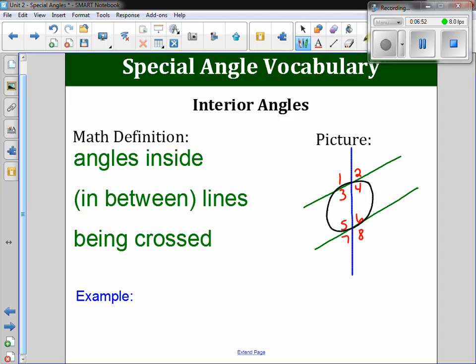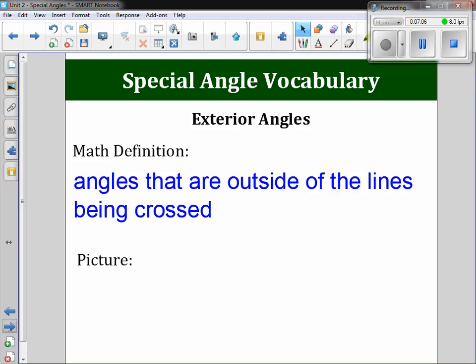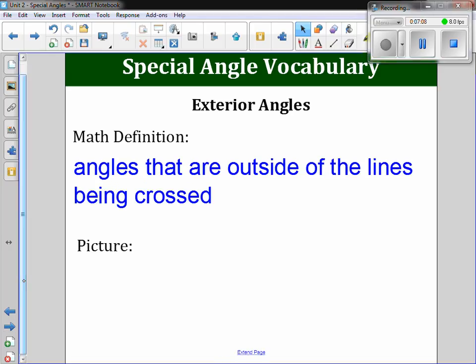These are my interior angles. Angle 3, angle 4, angle 5, and angle 6 are in between my two lines. On the opposite side, we have exterior angles. These are angles that are outside of the lines that are being crossed.